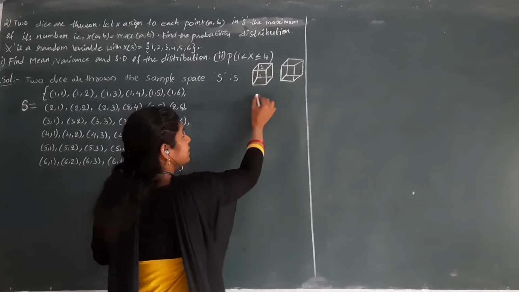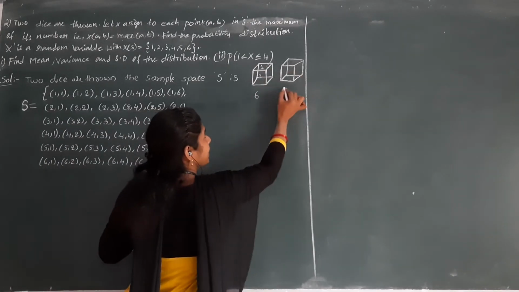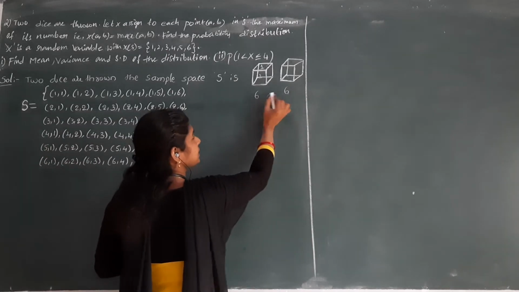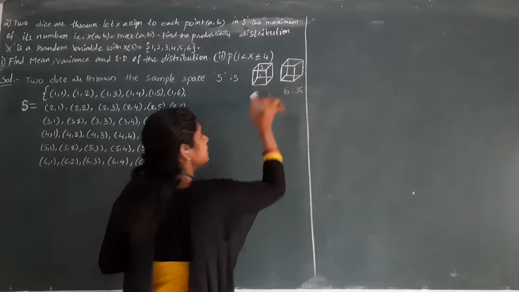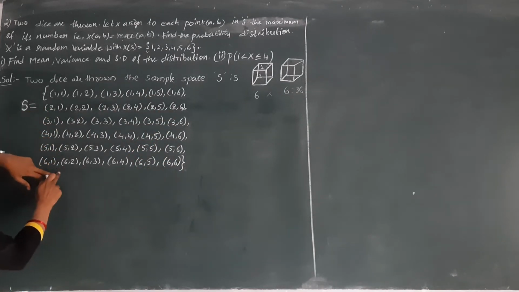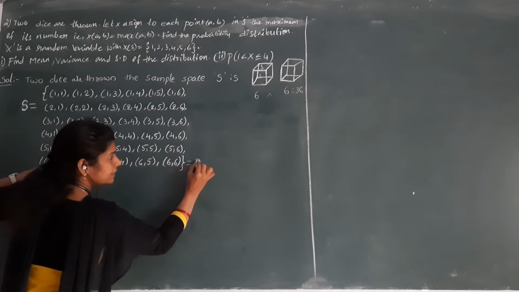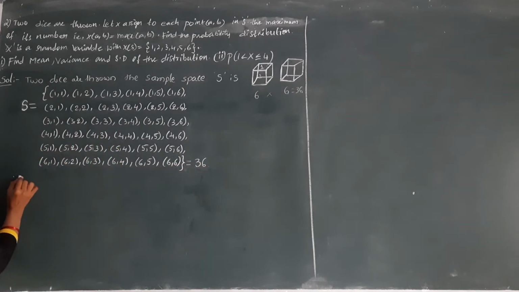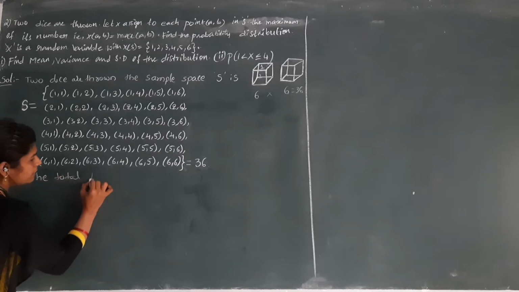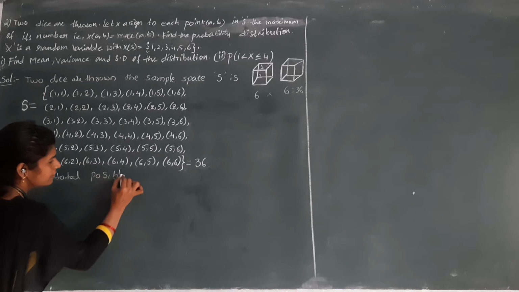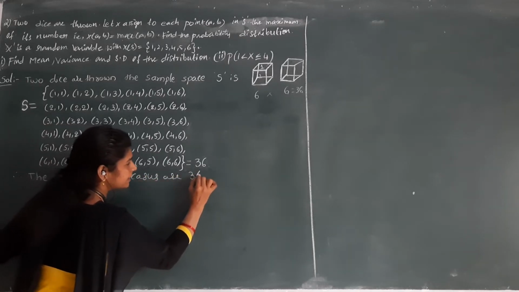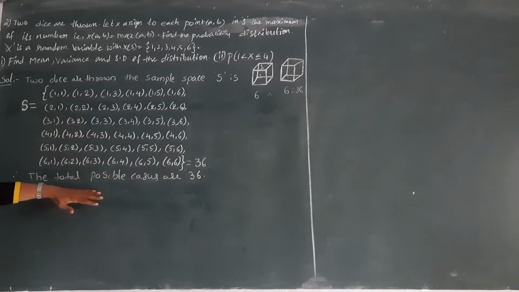See here, the first die has 6 faces and the second die also has 6 faces. So we get 6 into 6, which is nothing but 36 total cases. The total possible cases I am writing here. How many total possible cases here? 36. Therefore, the total possible cases are 36.